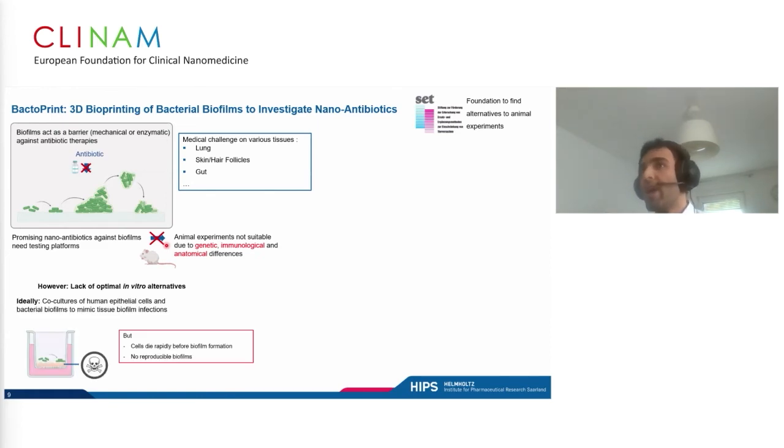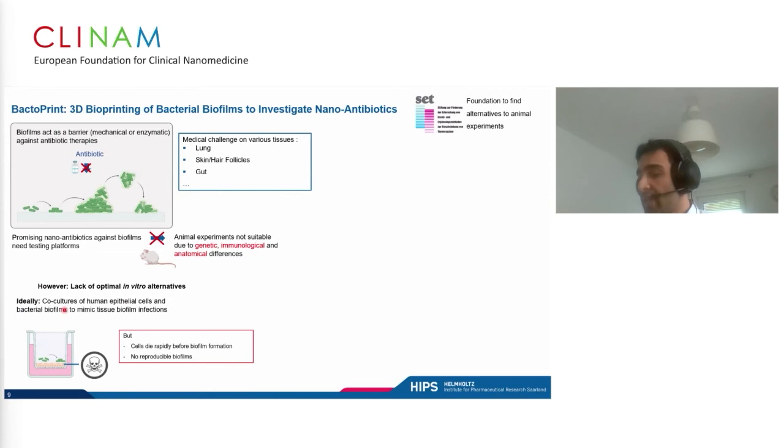And ideally, we want to have co-cultures of human epithelial cells and bacterial biofilms to really mimic a chronic biofilm infection. However, the problem is when we just put planktonic bacteria on top of epithelial cells to form a biofilm, the cells die rapidly due to overgrowth of the bacteria. So nowadays, research groups try to grow the biofilm separately and then transfer the ready biofilm on top of the cells. However, there you have the problem that you disrupt this biofilm by the transfer, so you do not really get reproducible biofilms on top of these epithelial cells.